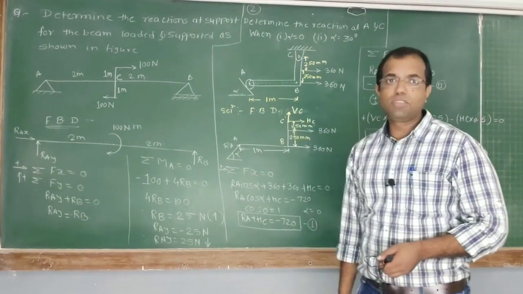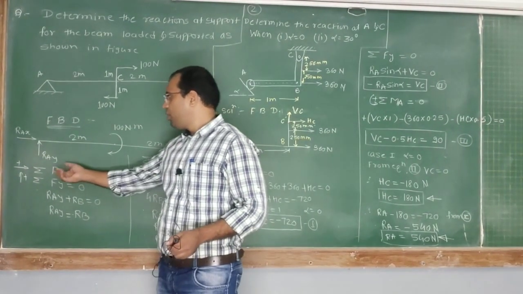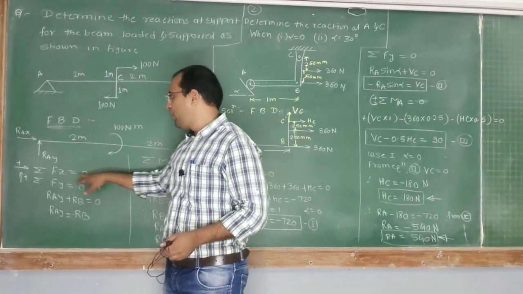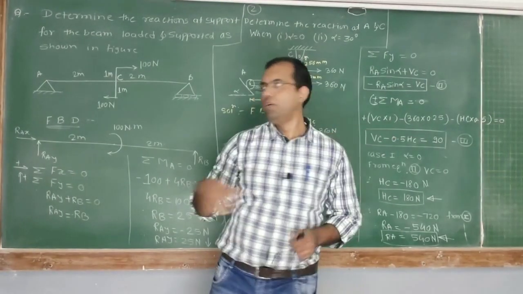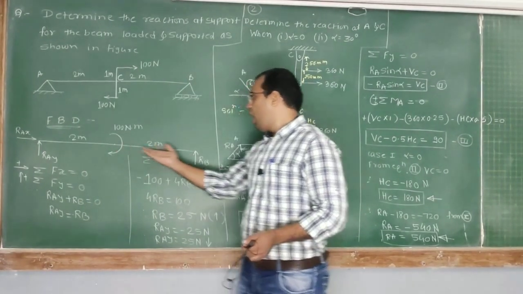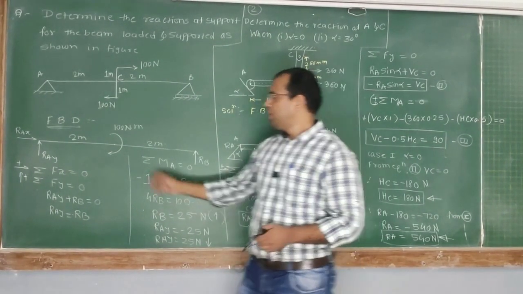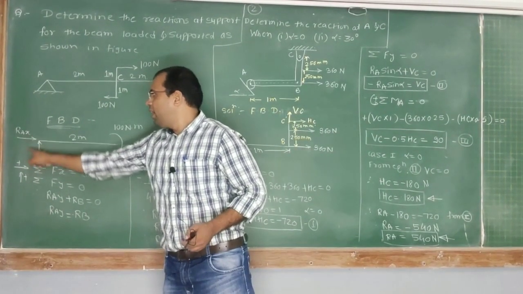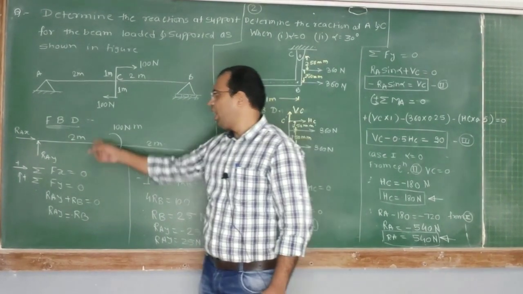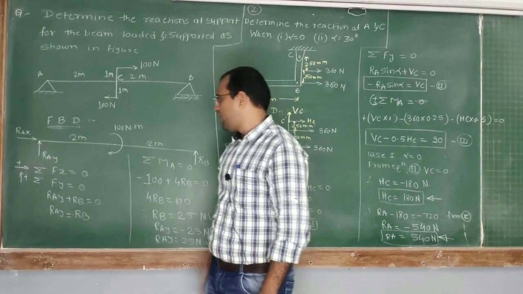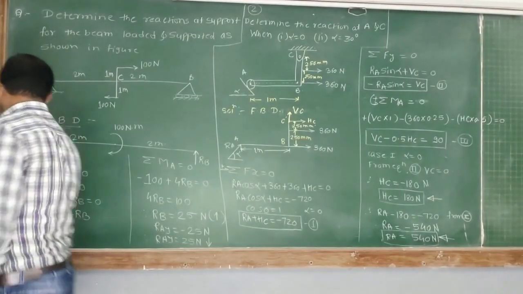So let's solve one by one. First equation solution: summation of Fx is equal to 0, means summation of all the forces in x direction. So let me know how many forces are in x direction. If you observe this free body diagram, there is only one force in x direction, that is RAX. So therefore RAX is equal to 0. We can directly write down over there, that is RAX is equal to 0.